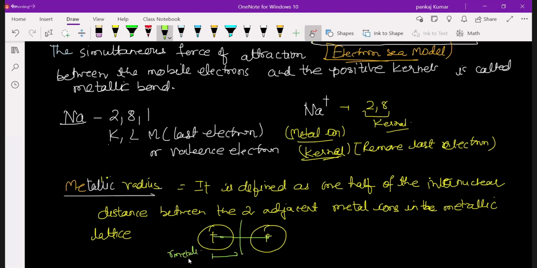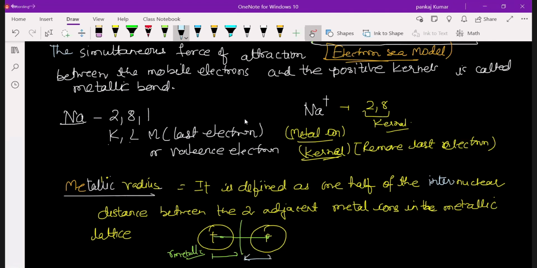It is clear now? Excuse me, sir, what is the last word in the first line of this metallic radius definition? Internuclear. It is defined as one half of the internuclear distance. Okay, sir. Internuclear understood. So this whole distance up to here is the metallic radius.